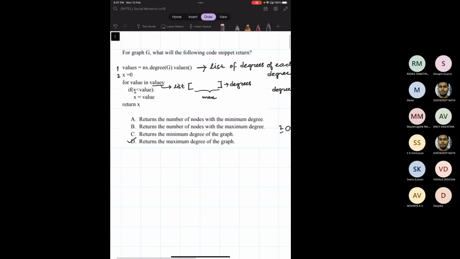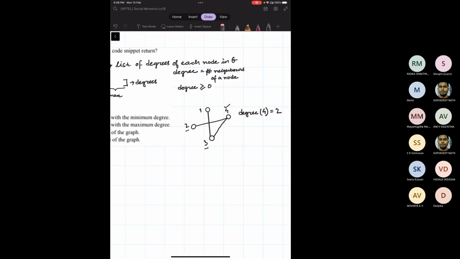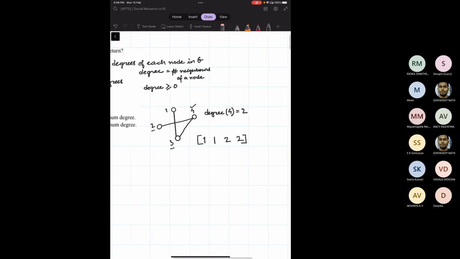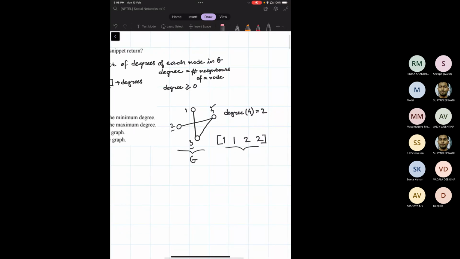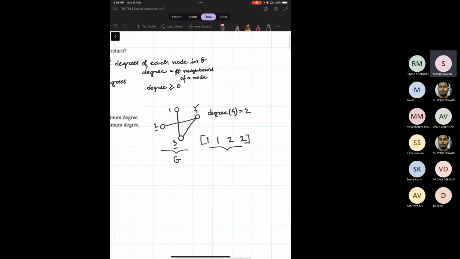What this line does is take degree of G and its values. So it gives the list of degrees of each of the nodes. For this graph, it will return a list like this. For node 1, degree is 1. Node 2, degree is 1. For node 3, degree is 2. And for node 4, degree is 2. So the first line will return something like this for this particular graph G. Is it clear now? Yes, sir, I got it.